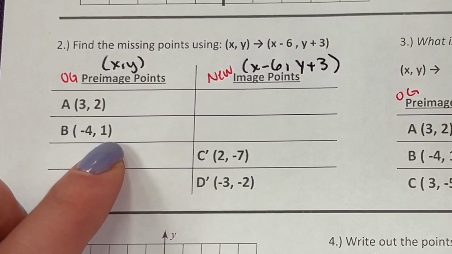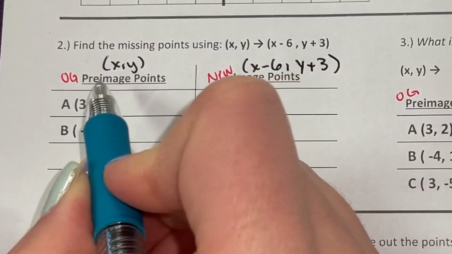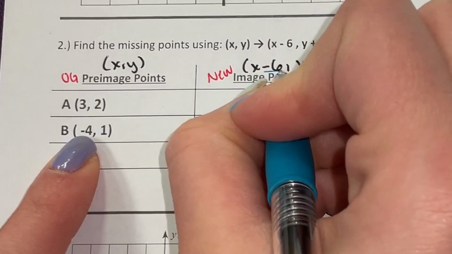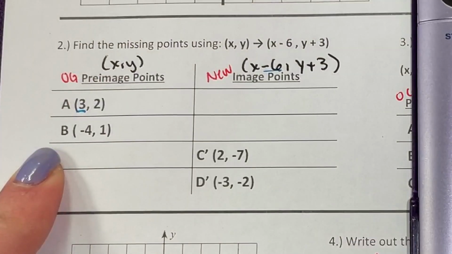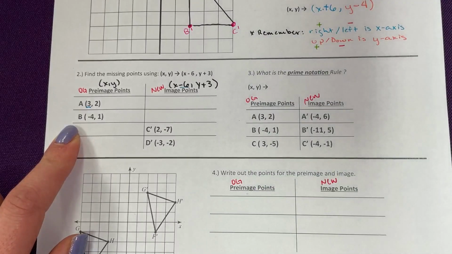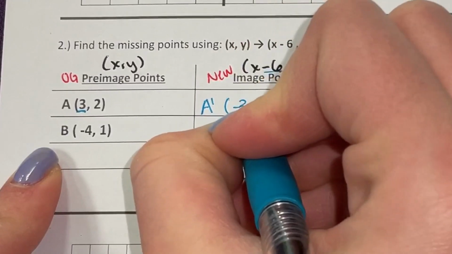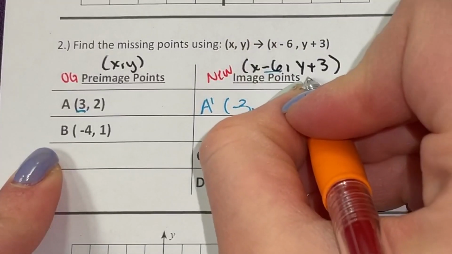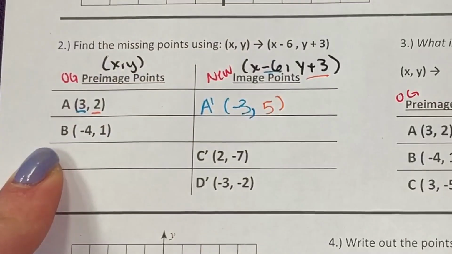So what I'm going to do is, now see how it's pointing in this direction? So when you go from left to right, this is the math you're doing. So if I -6 to this 3, you can do that in your calculator, right? You can do 3 minus 6, and you get -3. And you can use your calculator to help you. So the first A prime is going to be -3. Then the y, it says for me to add 3. So I'm going to do 2 plus 3, which is 5.